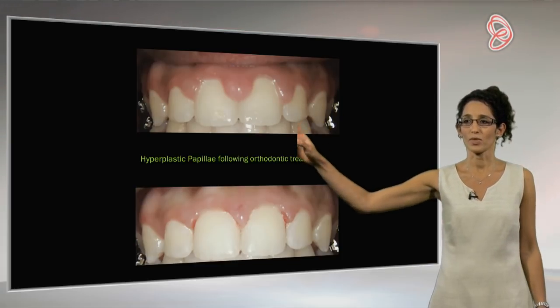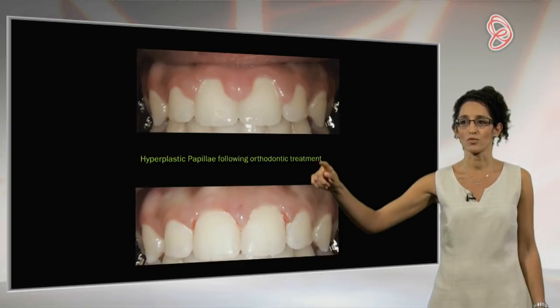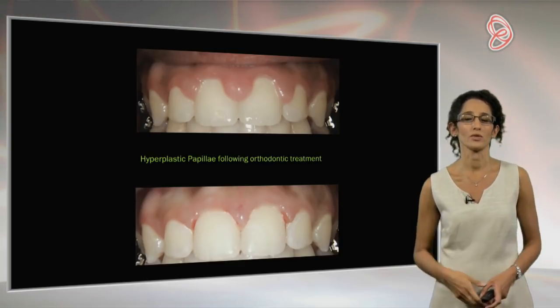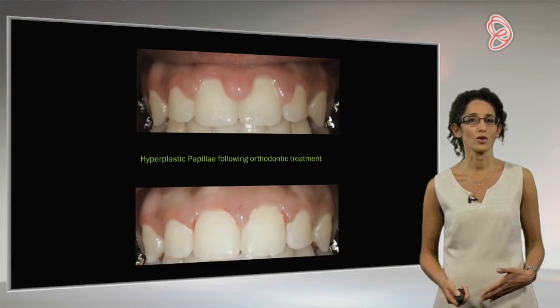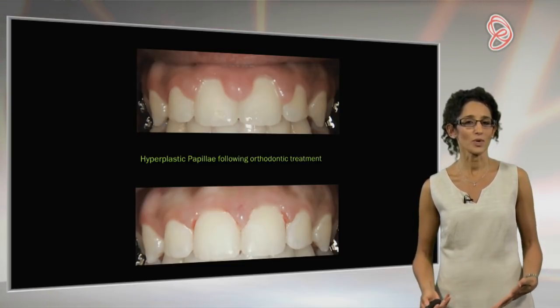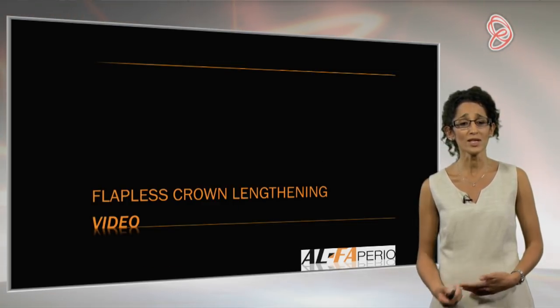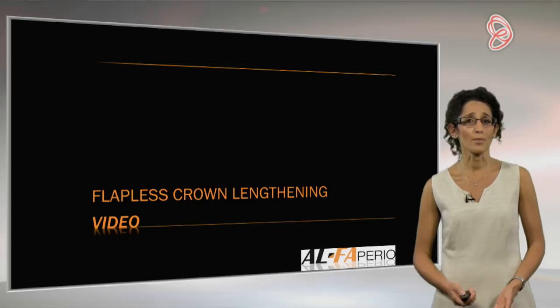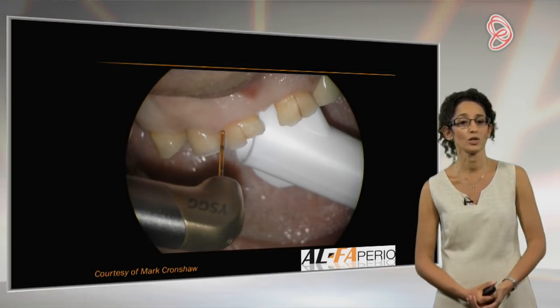If I just show you, just about this level, you can see how we've really tried to thin out those papillae for him. So it's subtle things that you might not think of when it comes to cosmetic perio, but it's actually quite easy to do and can really make a difference. So here's a video, a step-by-step procedure for what this flapless crown lengthening looks like.